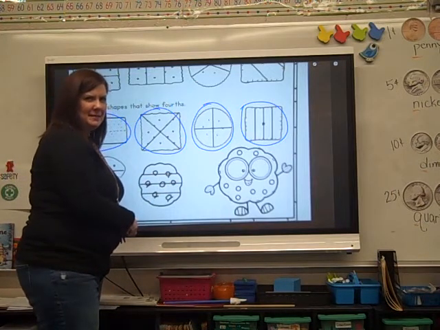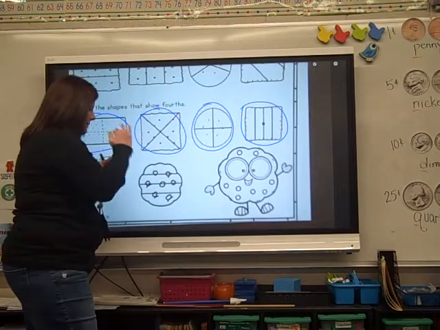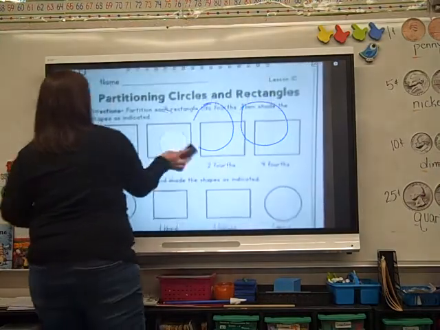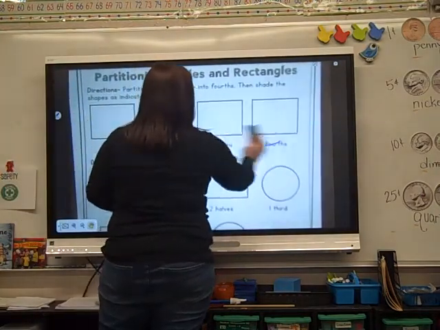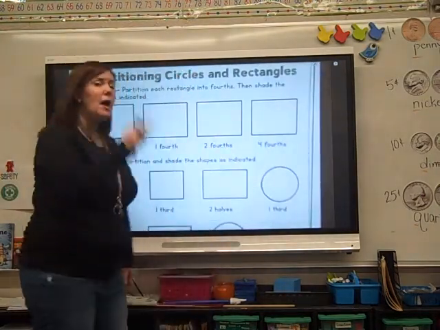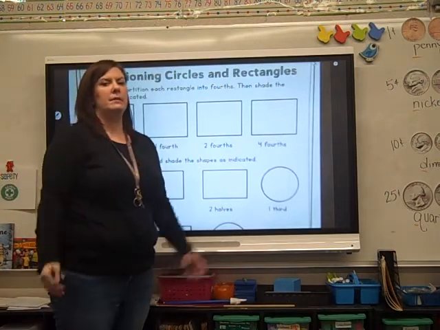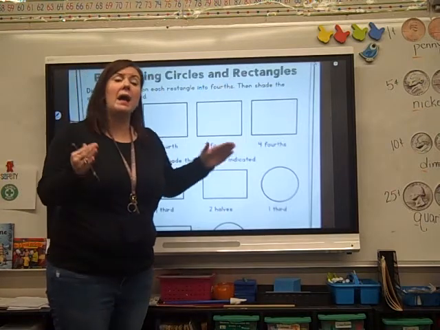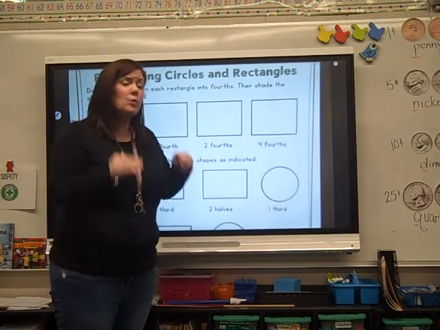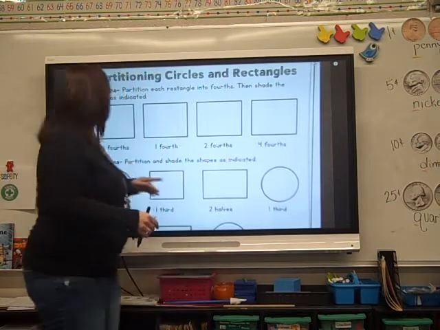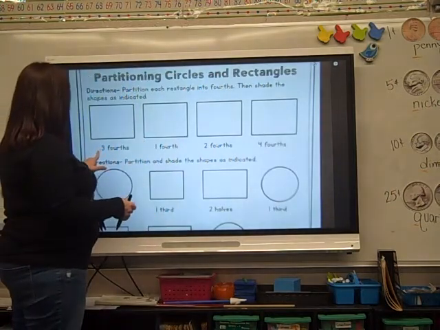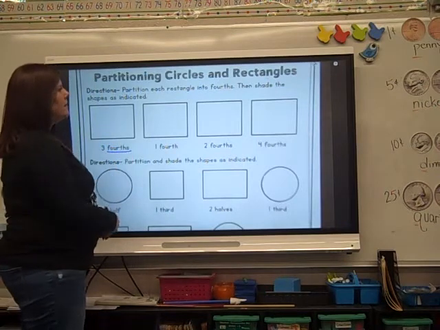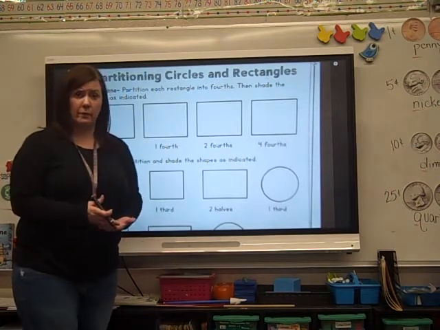All right. So these 2 do not have equal pieces. Okay, guys. All right. When you're ready, flip it over. All right. Now we're going to pretend it's a pan of brownies. So you have to cut the pan of brownies into equal pieces, okay? So this one, we have to cut it into 4ths. And then we have to color 3 of them.